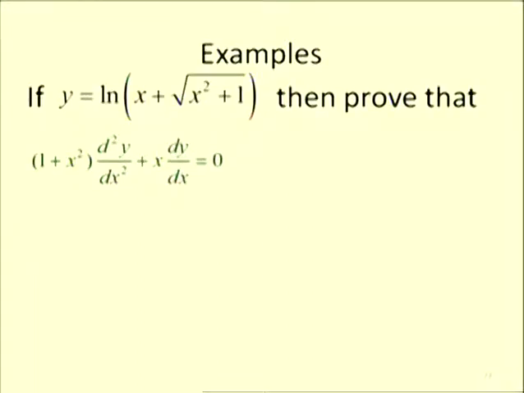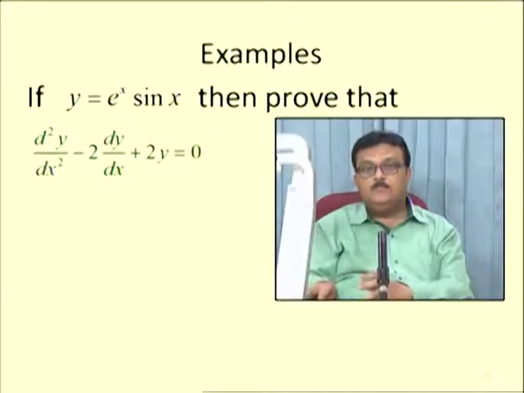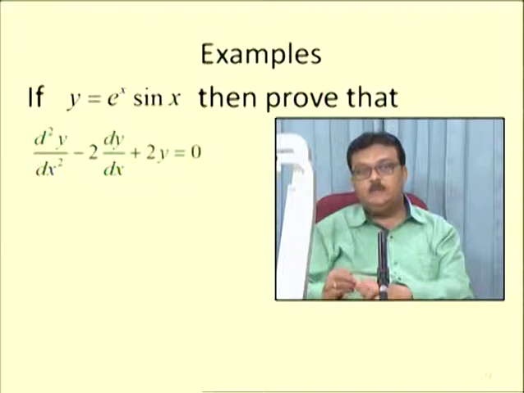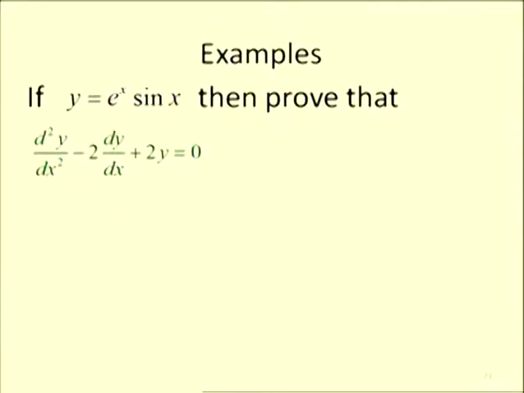Here y is equal to e raised to x into sin x. And we are asked to prove that d2y by dx2, that is second order derivative of y with respect to x, minus 2 dy by dx plus 2y is equal to 0. Now this example we will prove here. So here y is a product of two functions, that is e raised to x and another is sin x. In order to prove this, we first get dy by dx using product rule.